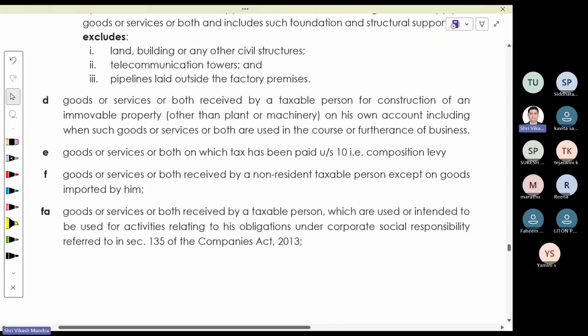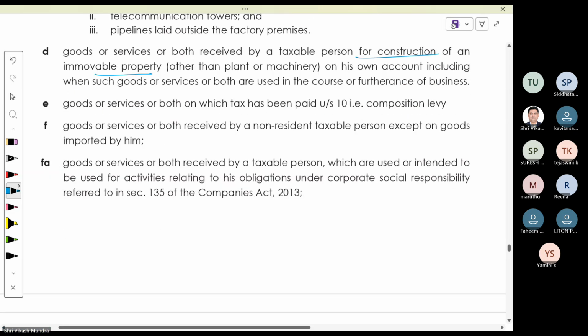Goods or services are both received by a taxable person for construction of an immobile property. ITC is not available. Composition levy, we will discuss afterward. If you are covered under composition levy, ITC is not available to you. What is composition levy? We will discuss afterward. Goods or services both received by a non-resident taxable person, except on goods imported by him, ITC is not available.